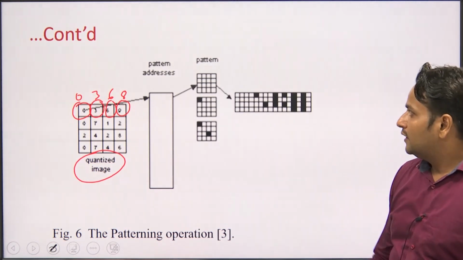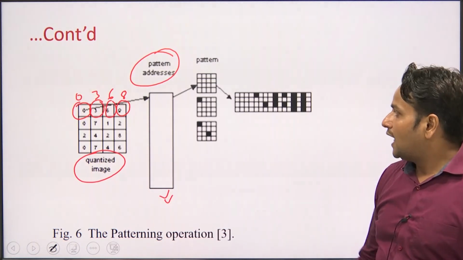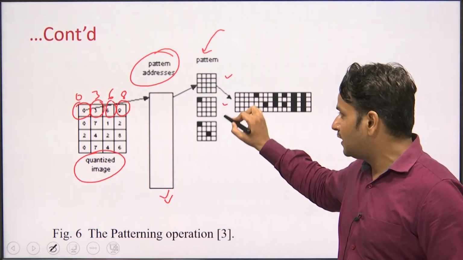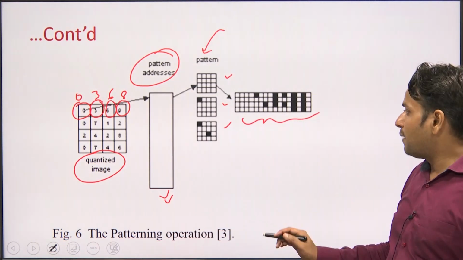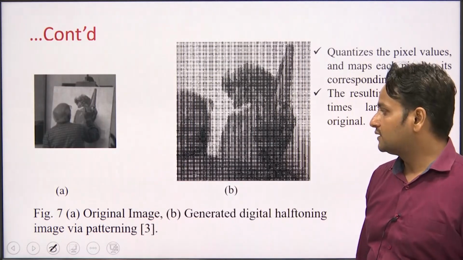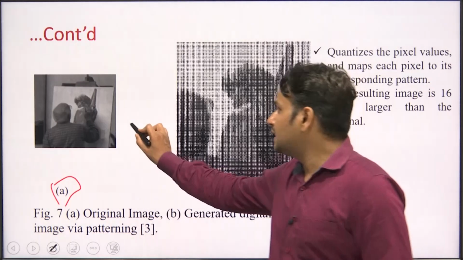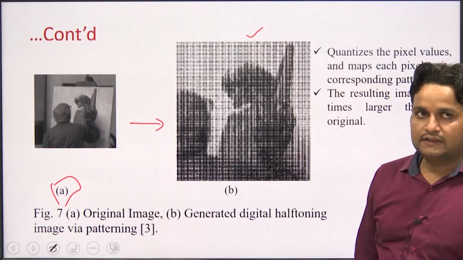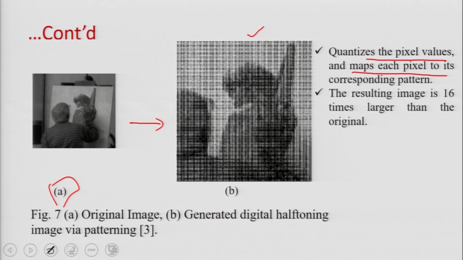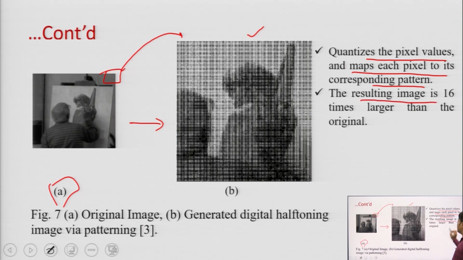According to these values, the pattern address is stored in the imaging system, and according to this pattern address, using Rylander's patterning, your image is arranged in this manner and serially passed towards the receiving end. After using this patterning option, you may observe your image in this manner. This is the original image, and using the patterning digital halftoning process you may get this image, which quantizes the pixel values and maps each pixel to its corresponding pattern. Each pixel corresponds to Rylander's patterns, and the resulting image is 16 times larger than the original one. This is all about patterning digital halftoning.